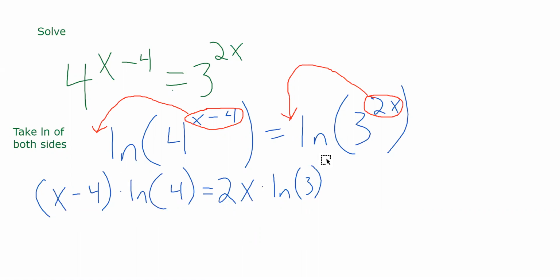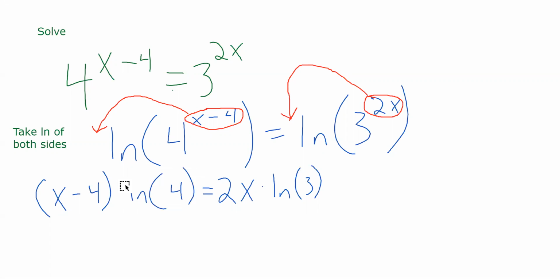Now, remember a few things. The natural log of 3, I don't know what it is off the top of my head, but I know it's just a number. It's just a constant number. Over here, the natural log of 4, again, I don't know what it is off the top of my head, but I know it's just some number. It's just some constant number.